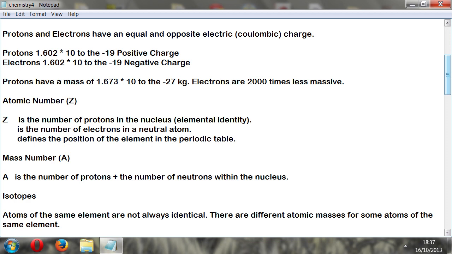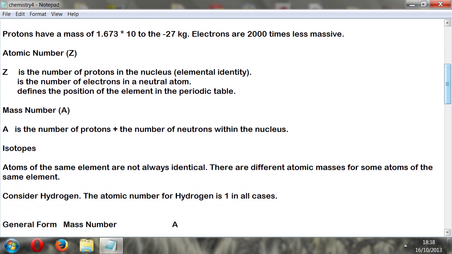The next thing is the mass number, which is A, and that's simply the number of protons plus the number of neutrons within the nucleus. Add them both up and we get the mass number. Sometimes it's just adding the same number, and sometimes you've got loads of neutrons.